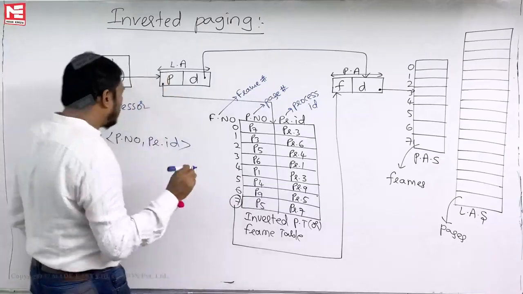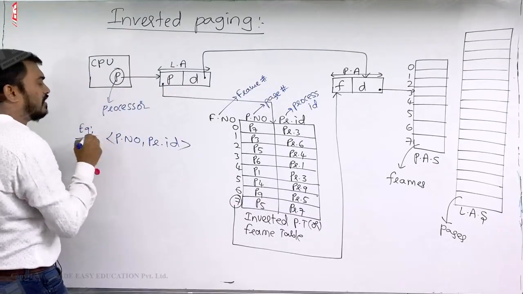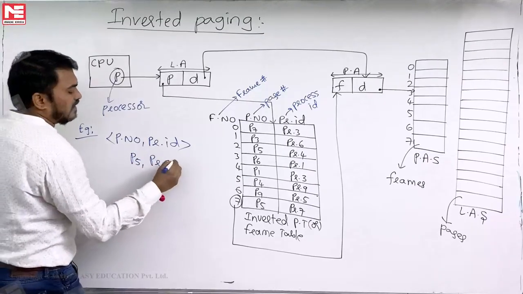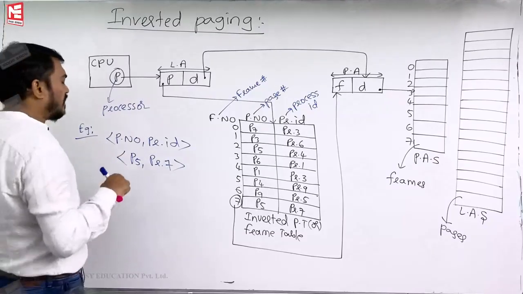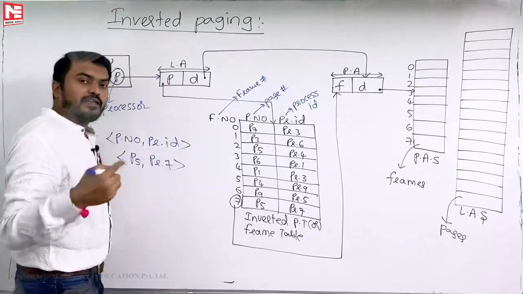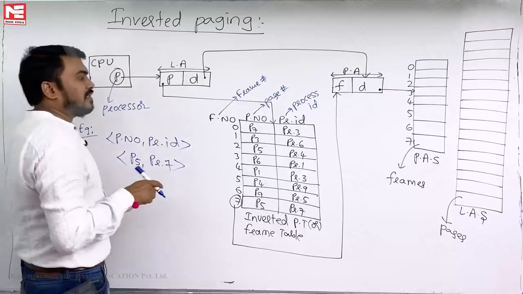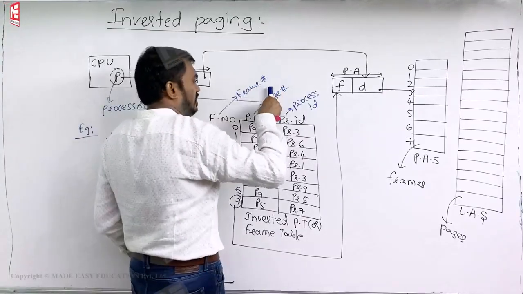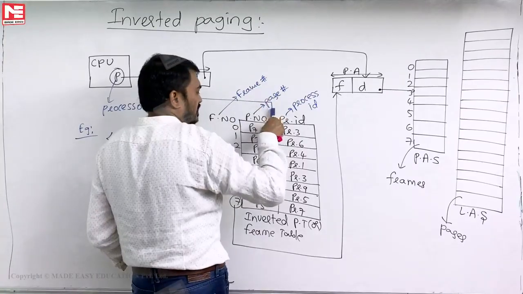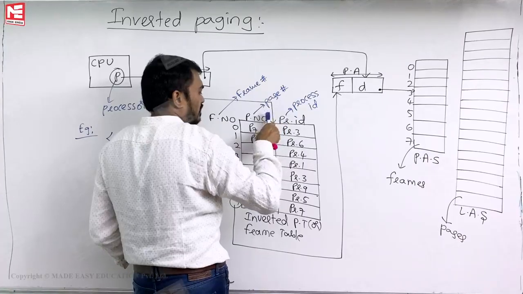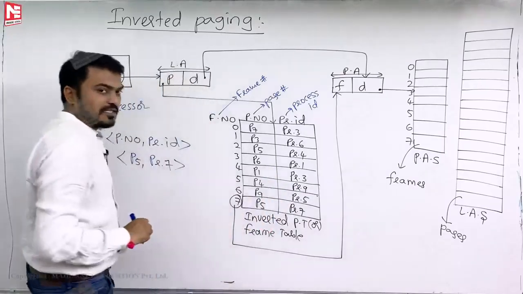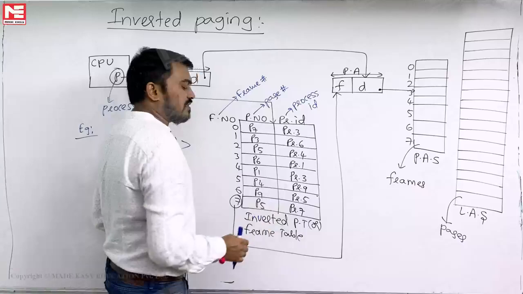Example: let's say we are trying to search for page number 5 of process 7. The page number 5 you take from the logical address, and the process ID will be available in the PCB. It will take both parameters and keep searching in the inverted page table. Page number 5, process 7: is it matching here? No, it is not matching. Is it matching here? Yes, it is matching here.